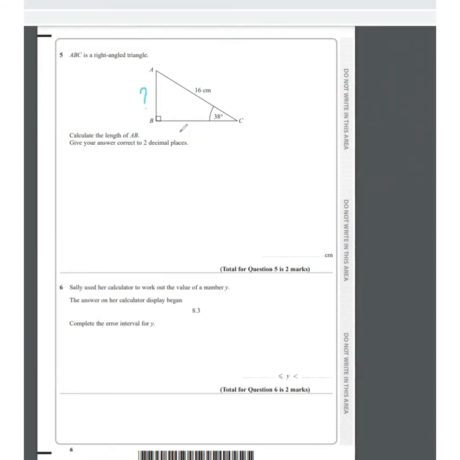Because it's a right angle triangle, we can simply use trigonometric ratios, that is SOHCAHTOA, to find the length of AB. So let's put down the SOHCAHTOA formulas here. Now, what are we given? We're given the longest side, that is the hypotenuse, and we're asked to find the opposite.